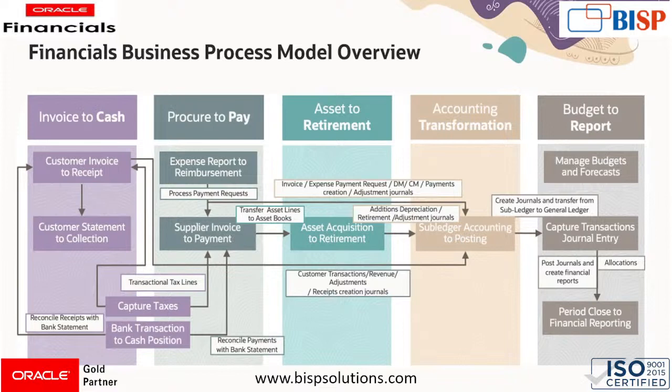And there is procure to pay. Here we enter the supplier invoice. We record the supplier invoice, and on the basis of payment terms we make payments to the suppliers. So the things performed in procure to pay are to record the supplier invoice and, on the basis of payment terms, make the payments of the supplier invoices, right? We also reimburse expenses to the employee in procure to pay. So that is our Payables work area. Through the Payables work area we do these tasks.